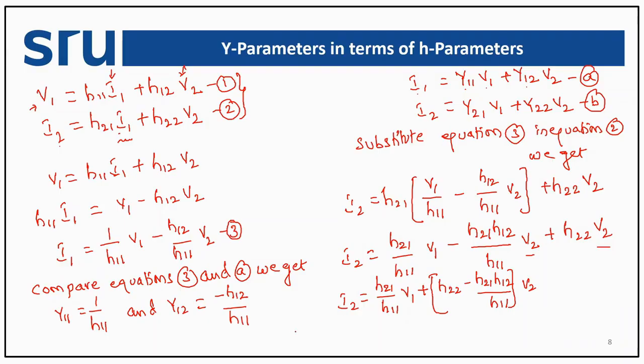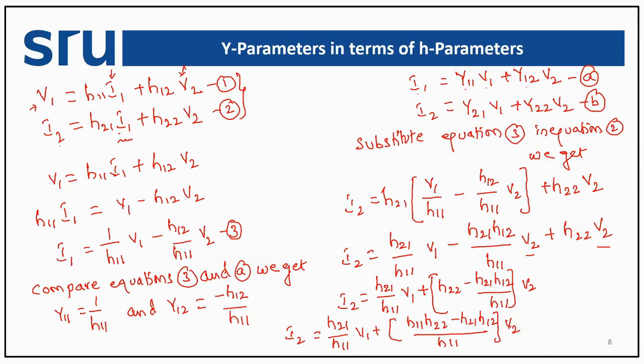So let us write here again, I2 is equal to H21 by H11 V1 plus H22 minus H21 H12 divided by H11 into V2.